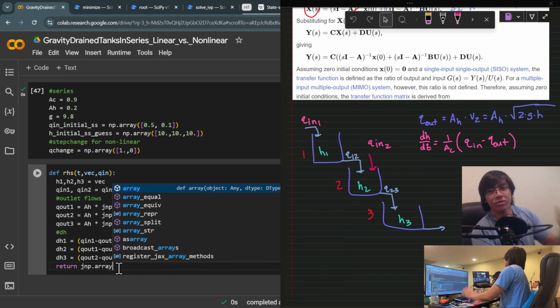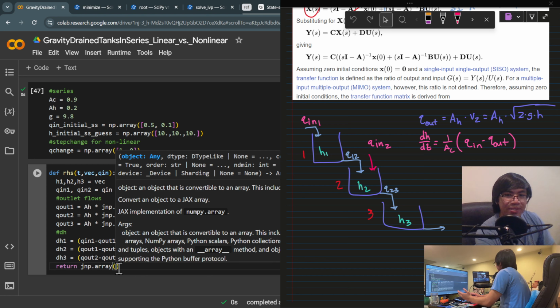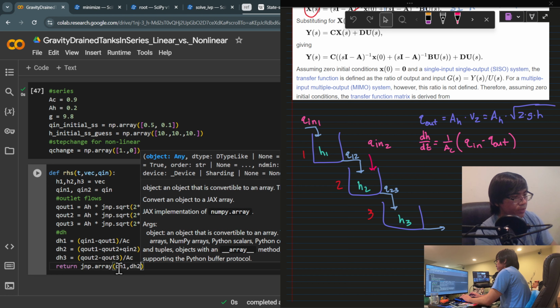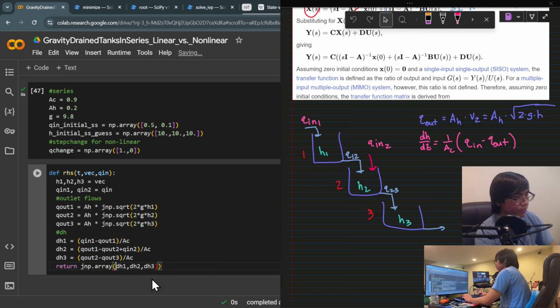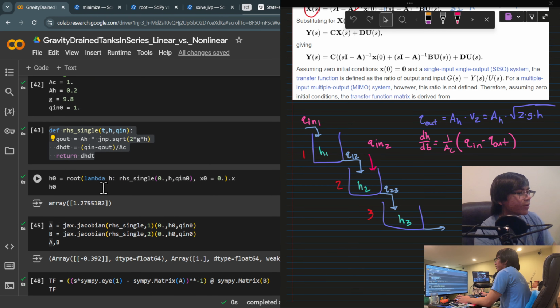So the reason why we're doing jnp is so it corresponds to our jax.jacobian. You'll get an error, and it fixes itself if you use jnp when you try to do Jacobians of our function here. So we'll do dh1, dh2, and dh3. Need to make sure I put brackets as well. Bang. These work.